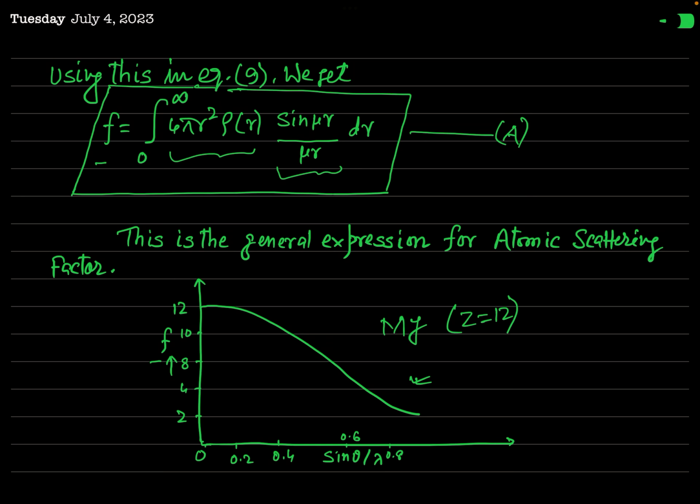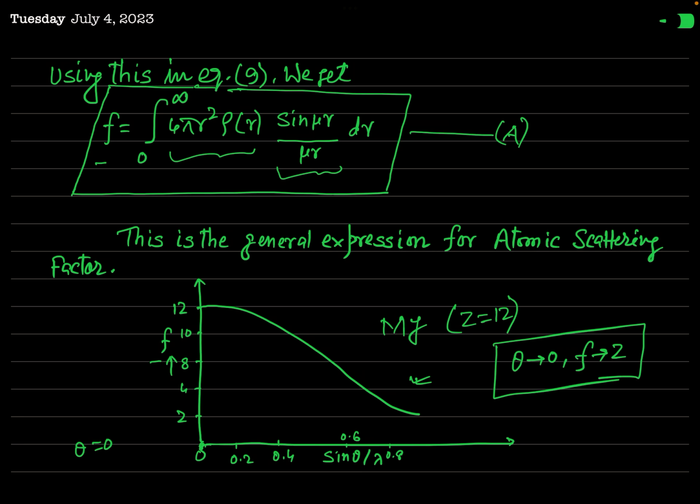And you can see when theta tends to 0, that is at this origin, theta will be 0. And when theta is 0, you can see the value of F is equal to 12. It means that when theta tends to 0, then F tends to Z. This is the limiting condition.